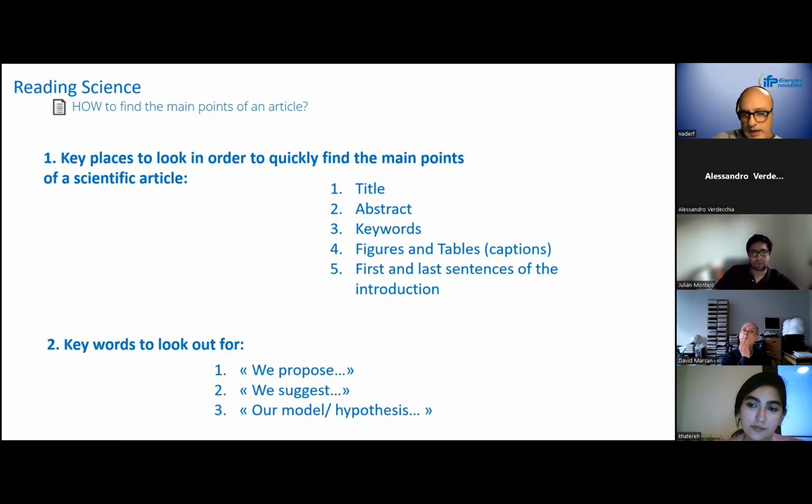And I always try to see, if I'm interested in what those people have done, you can also search for sentences like "we propose," "we construct," "we suggest this model," "our study," something like this. These are very practical issues, but they will help a lot because then you don't have to waste a lot of time.